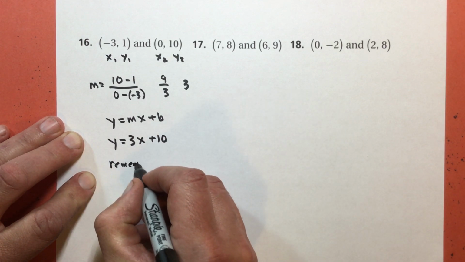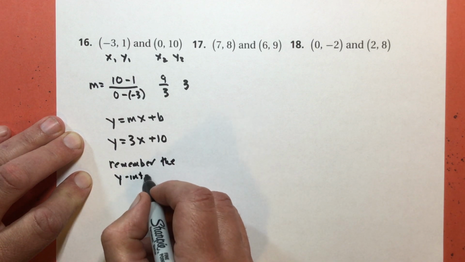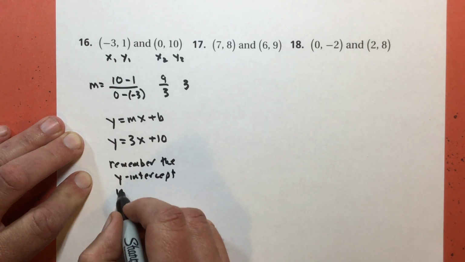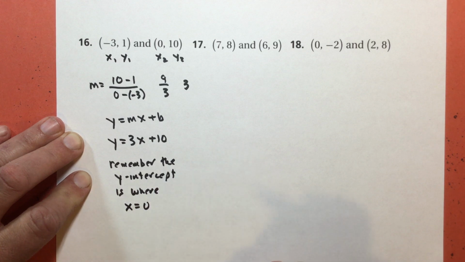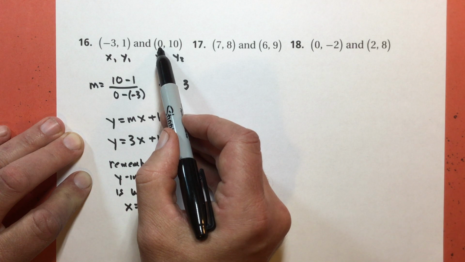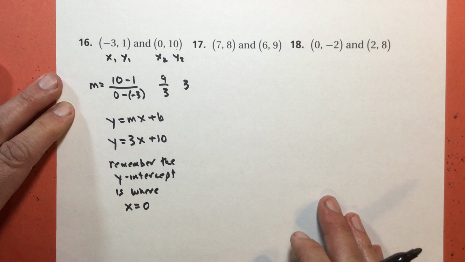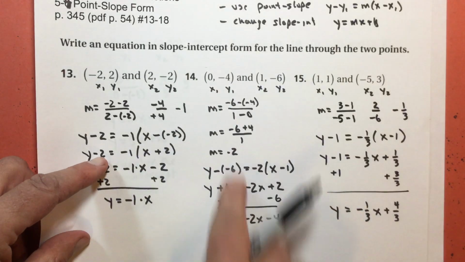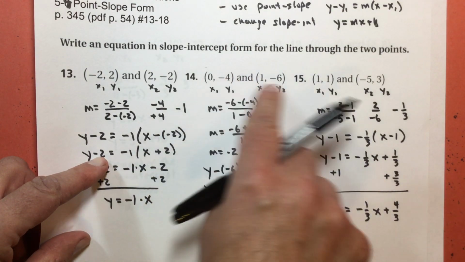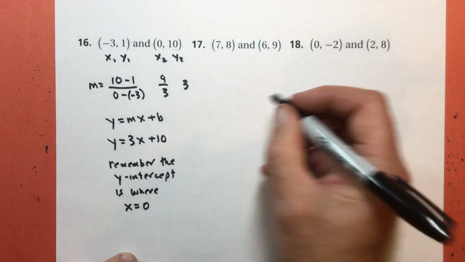Remember, the y-intercept is found where x equals 0, which is on the y-axis. Since my x value, my point here is 0, that has to be the y-intercept. I'm going to do the same thing with that one. Or you can do it the other way like I did this problem right here. Use either point and you're still going to end up with the same thing. It's a beautiful thing.